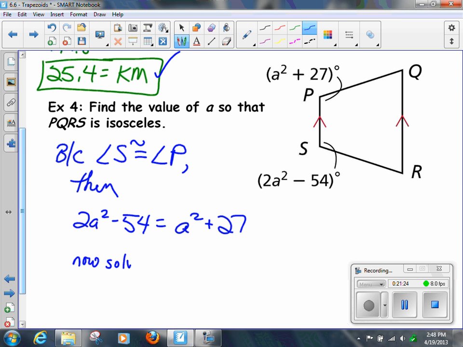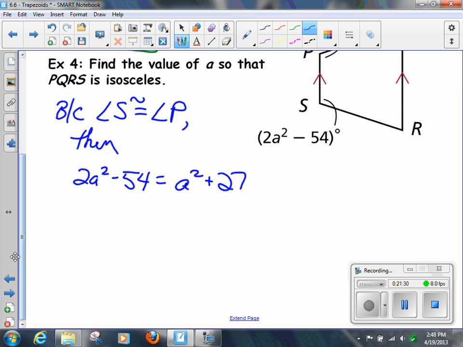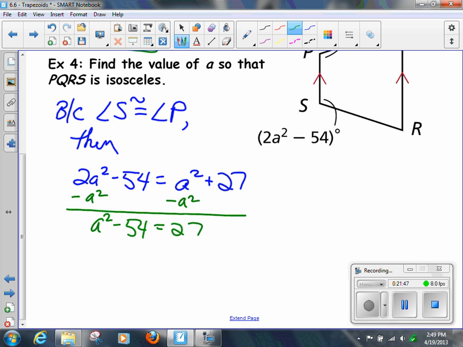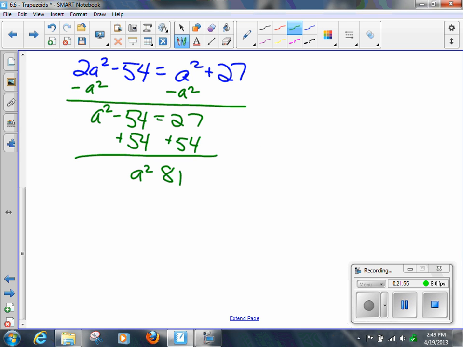Yeah, we are going to solve it. Subtract a squared. That gives me a squared minus 54 equals 27. Do you guys agree with that? I get a squared is equal to 81. What now? Find the square root of both sides. A is equal to 9.